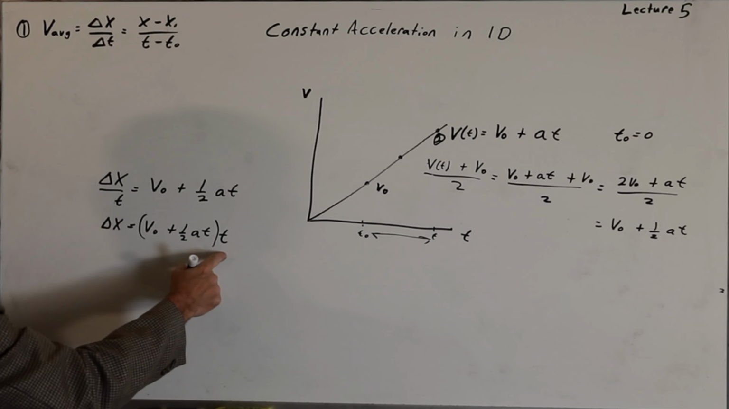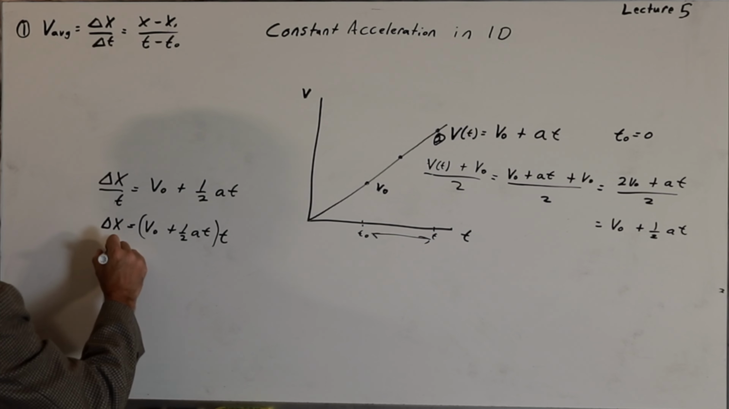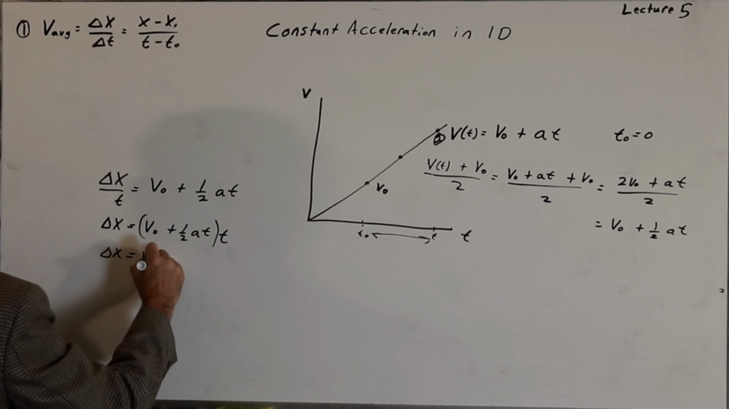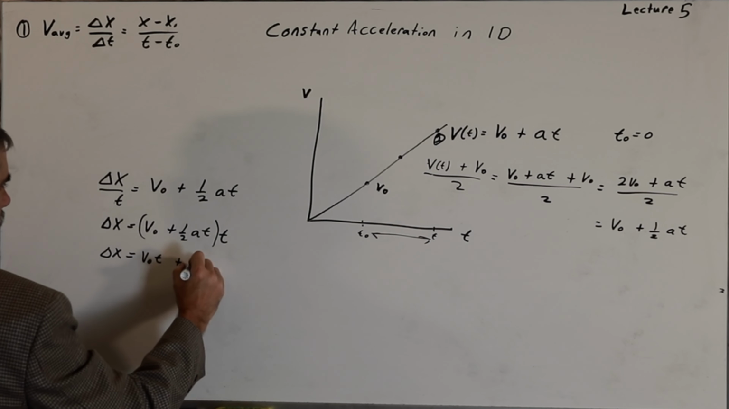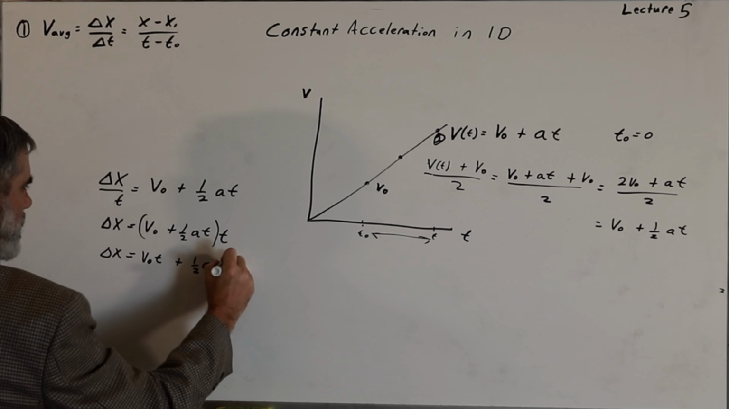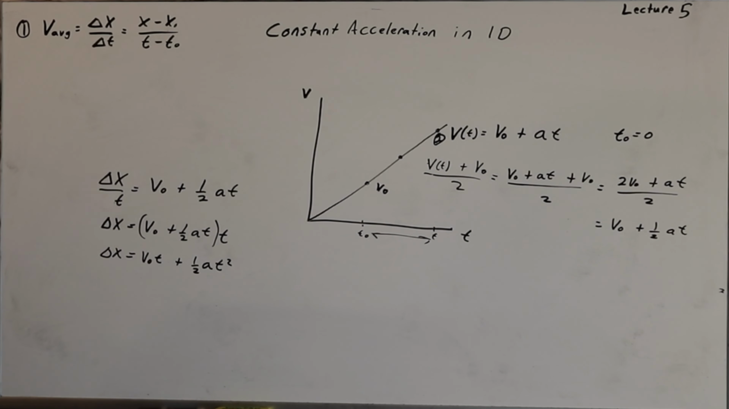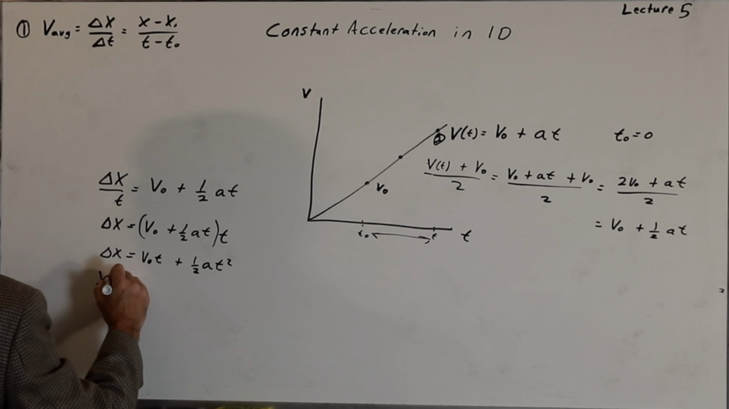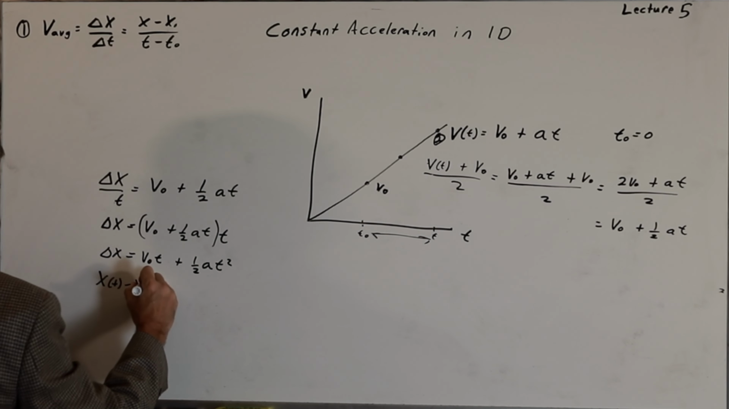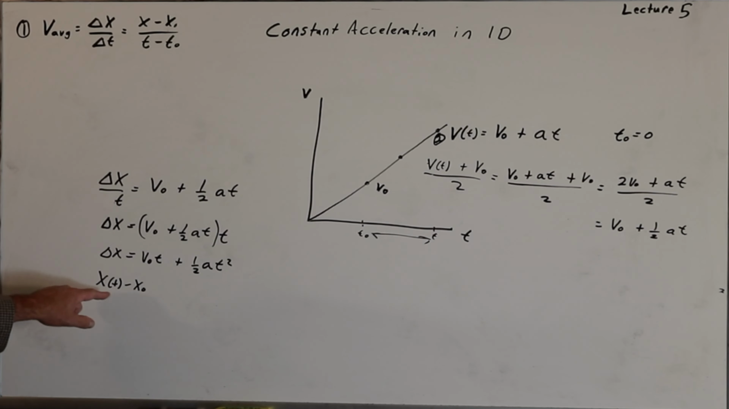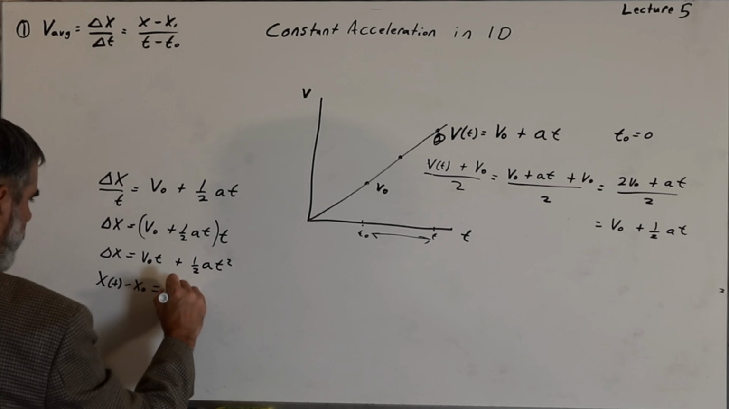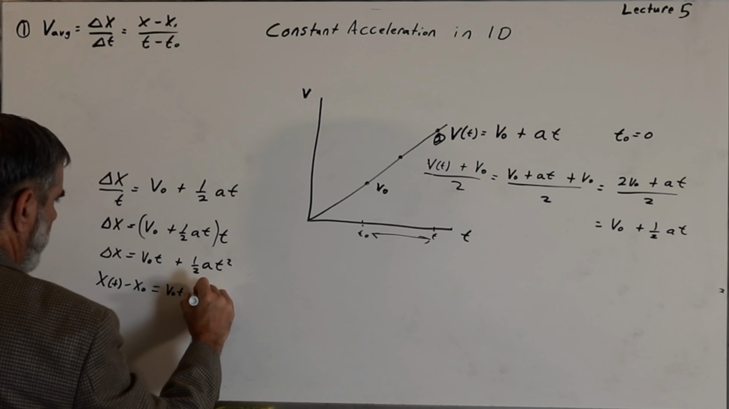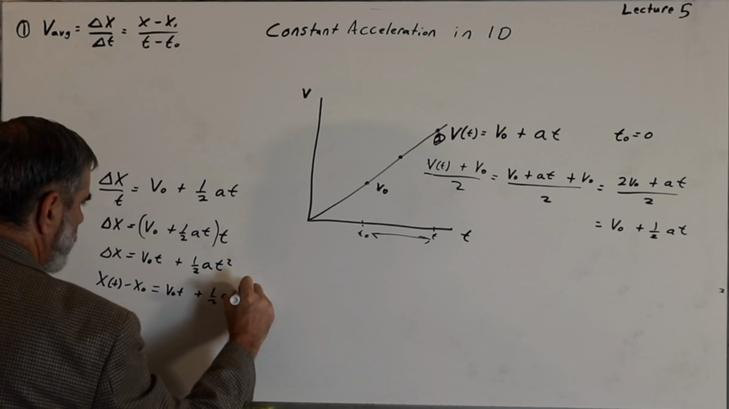Now all I have to do is distribute this t and do a little bit of algebra. Delta x equals v naught times t plus 1/2 a times t squared. Now delta x, you'll recall, is just x of t minus x naught. And that's equal to v naught t plus 1/2 a t squared.